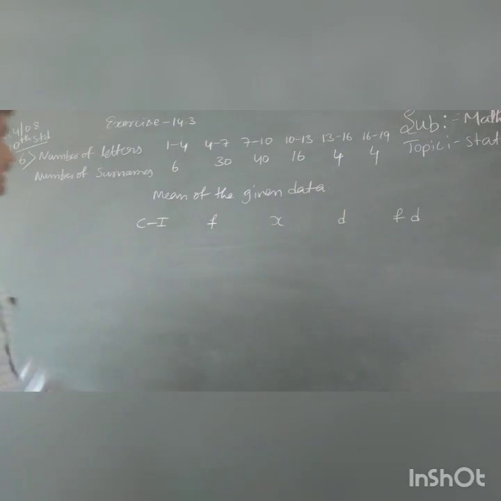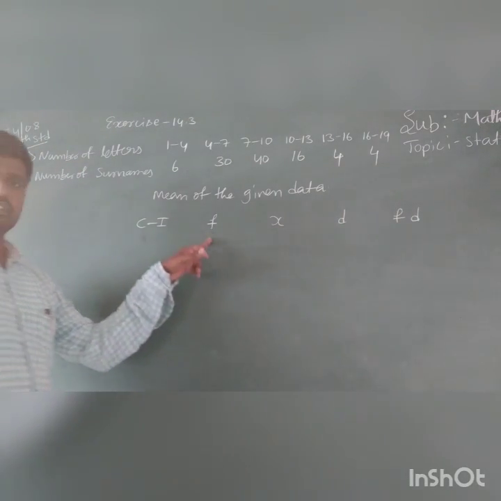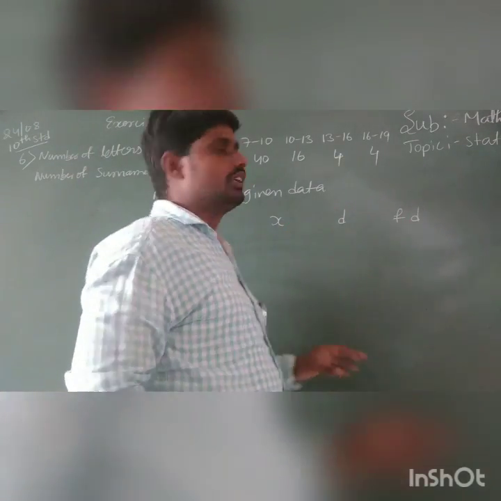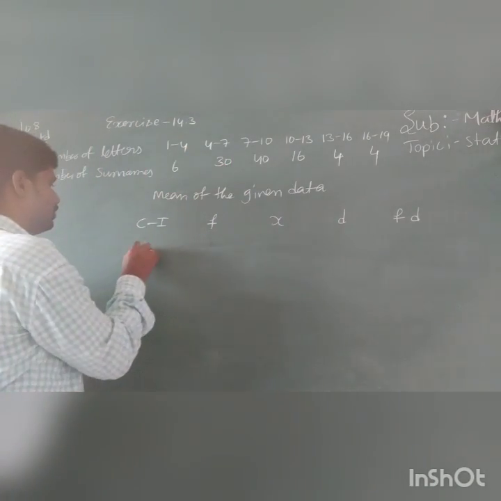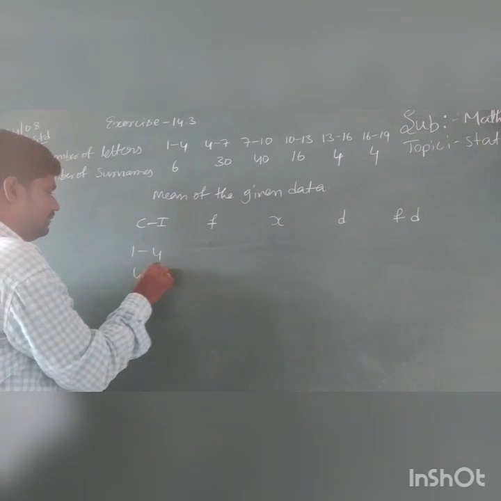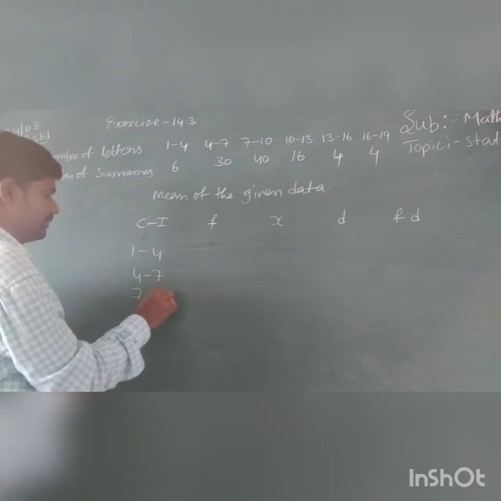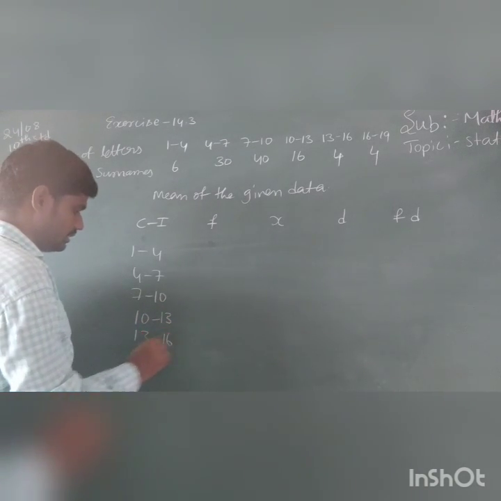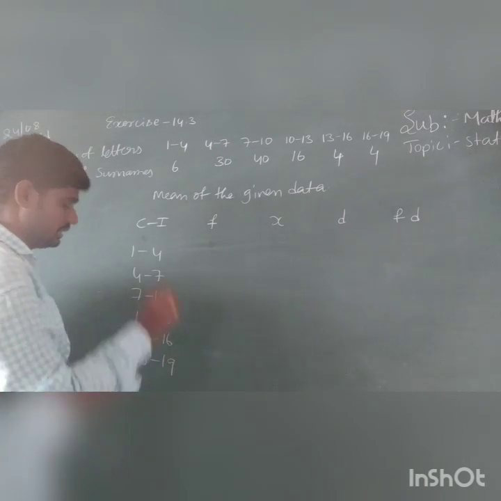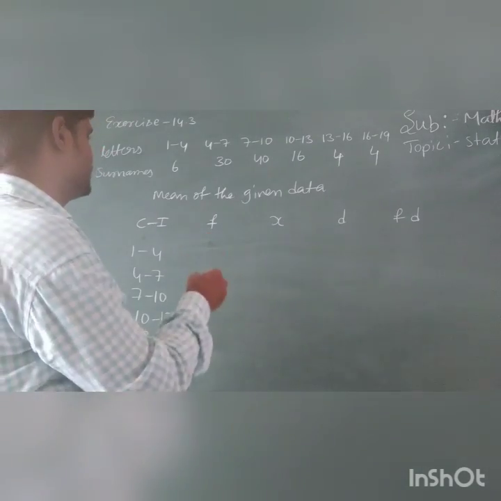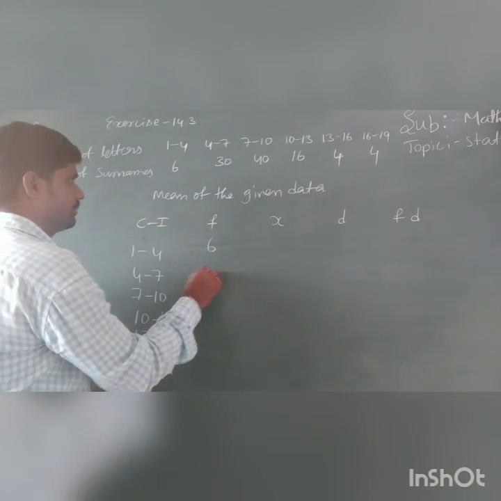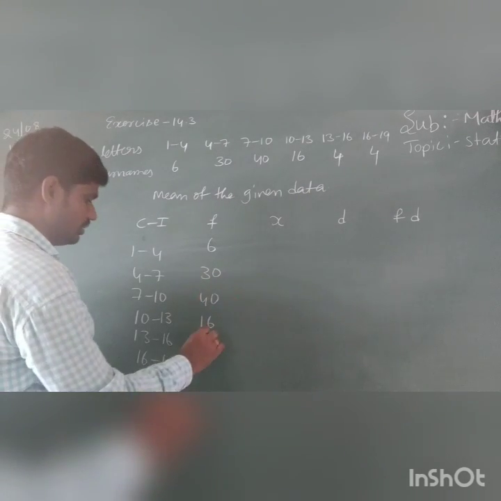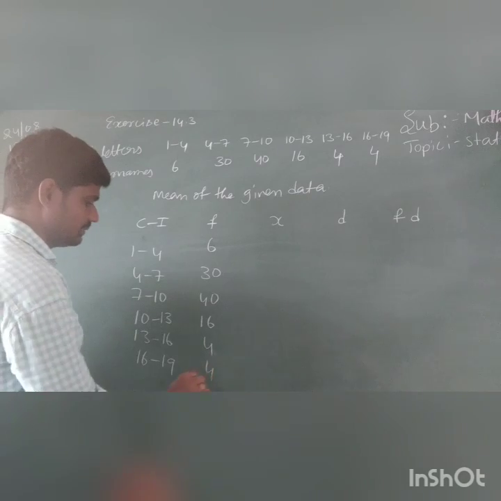The first column is class interval. Next column is frequency. Next column is x. Next d. Next fd. Class interval is given 1 to 4, 4 to 7, 7 to 10, 10 to 13, 13 to 16, 16 to 19. This is the class interval. Respective frequency is given 6, 30, 40, 16, 4, 4.